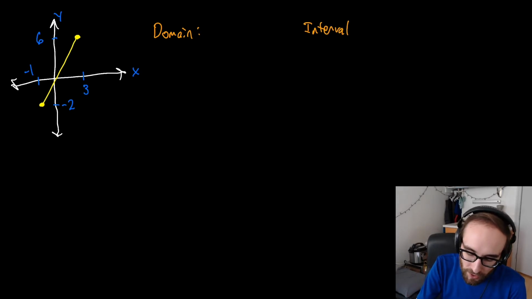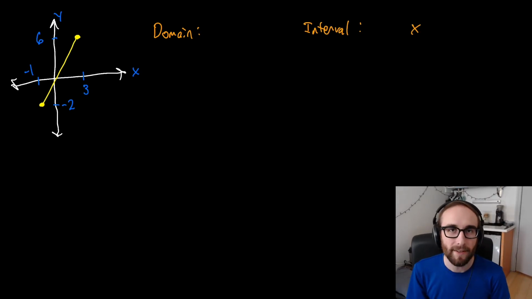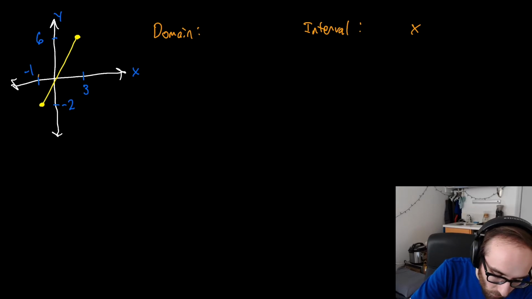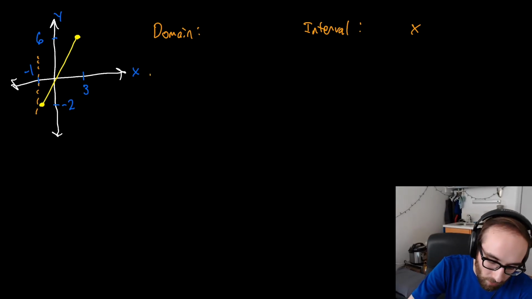And intervals are just taking our variable we're looking at, which is x in this case, and then using inequalities to describe where x is on our graph. So here we're looking at domain, which is going to be left and right. Our input variable is the x-axis, so left and right.